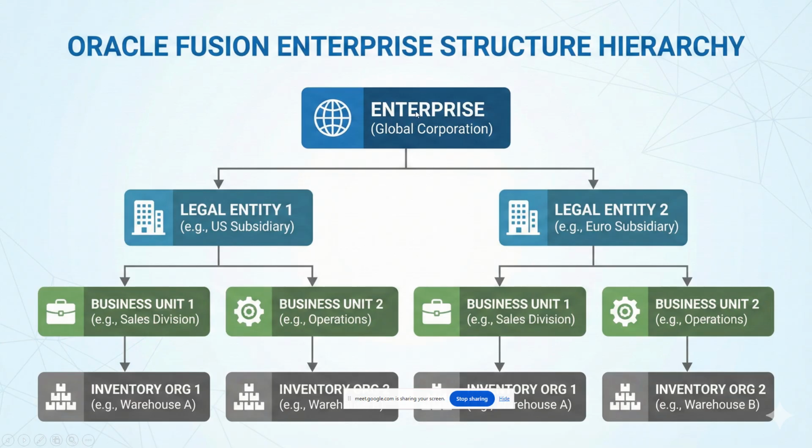So this is how your enterprise is going to be. The legal entities are the ones paying the taxes, the tax structure and your registration, everything is taken care of by the legal entities. Your business units majorly take care of your operations, and the inventory organization majorly takes care of your item movements: how the items are moving, how the items are getting received, how the items are getting shipped out. That information you take from the inventory org level.